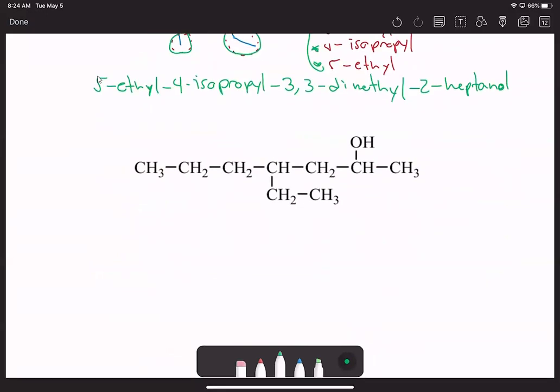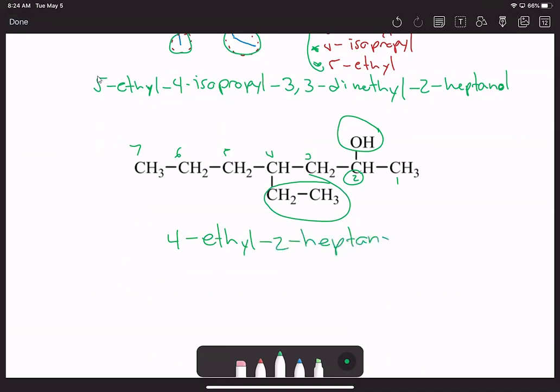Here we have one that is in condensed structural formula. So here, because of the location of my alcohol group, so here's my alcohol group. Here's my branch. This is going to be carbon number 1, 2, 3, 4, 5, 6, 7. So again, we have heptanol. Well, it's on carbon number 2, and on carbon number 4, we have a branch, and it is ethyl. So 4-ethyl-2-heptanol, with an OL there.